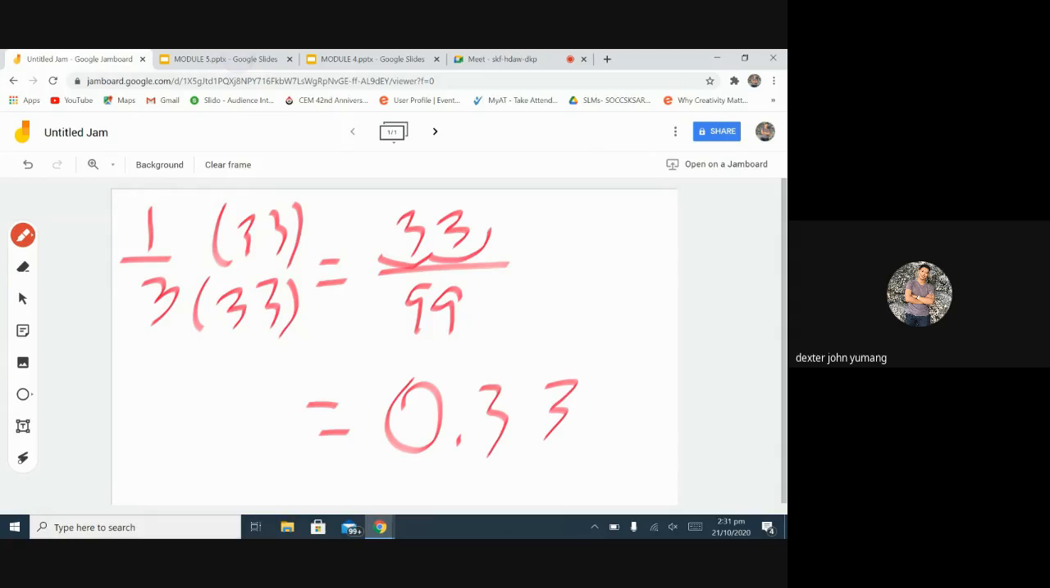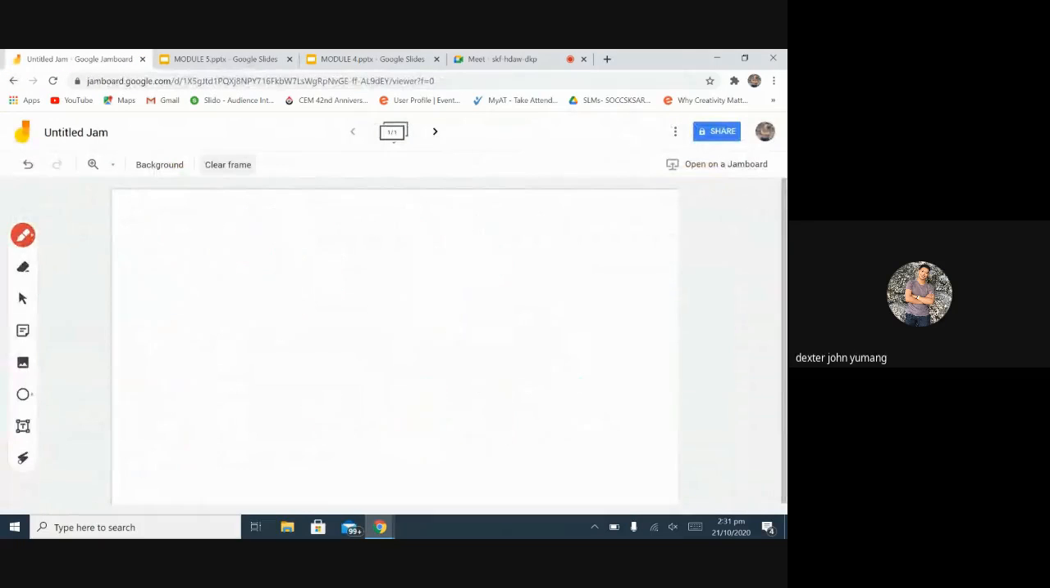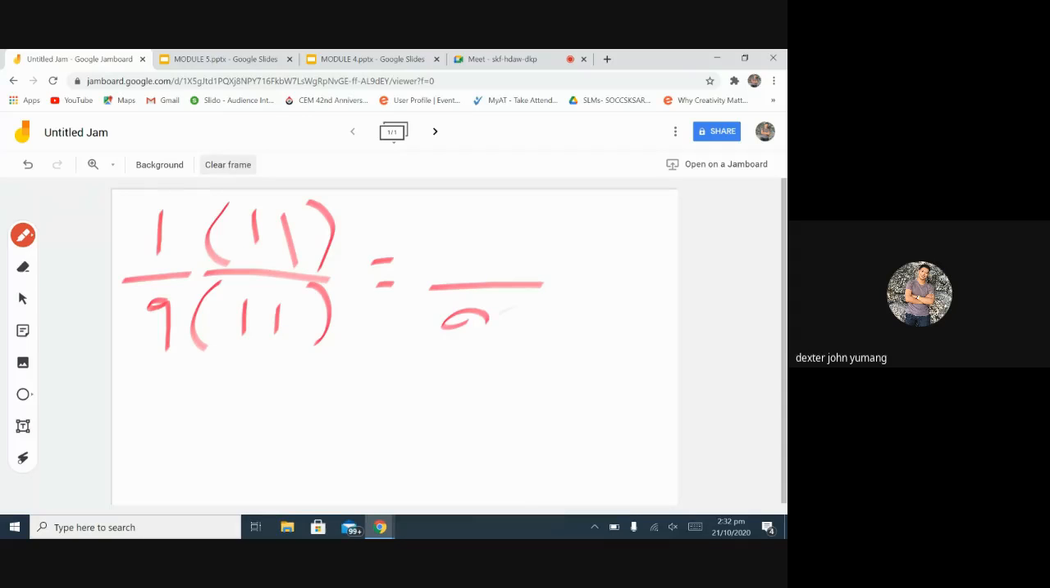Next, another example is 1 over 9. So, let me clear 1 over 9. Now, ano yung i-multiply natin para ang sagot is 99? Sabi ni Giselle, 11. 11 nga ba? 11 times 9 is 99. Tama, 11. So, try natin i-multiply sa 11. So, 9 times 11 is 99. 1 times 11 is 11. Ilang 9 meron po? Dalawa. Therefore, mag-move tayo ng dalawang beses. So, that is 0.11.